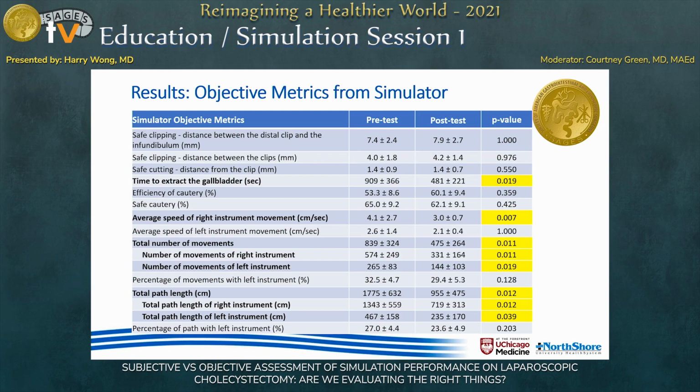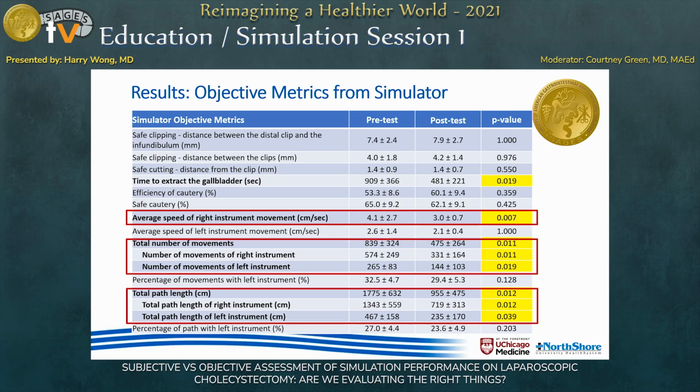More importantly, looking at the objective metrics, as you see in this long list on the left-hand side, that's a lot of data we get immediately as soon as the resident completes the simulation module. We found that the time to extract the gallbladder decreased at post-test, and the average speed of the right instrument also decreased, while the total number of movements as well as the total path length both decreased. So this is kind of interesting, right?